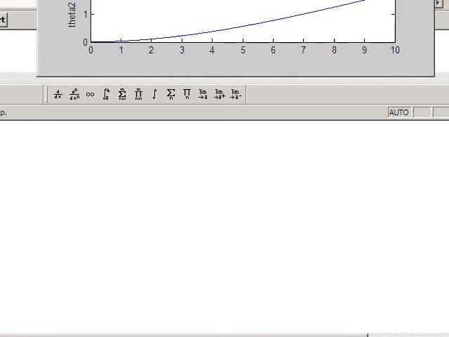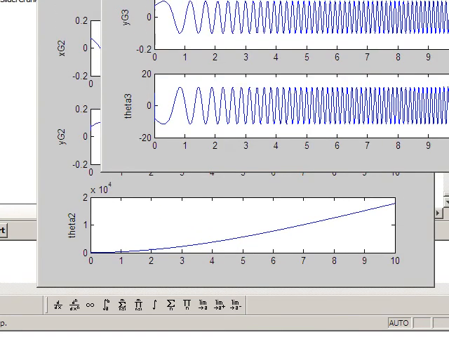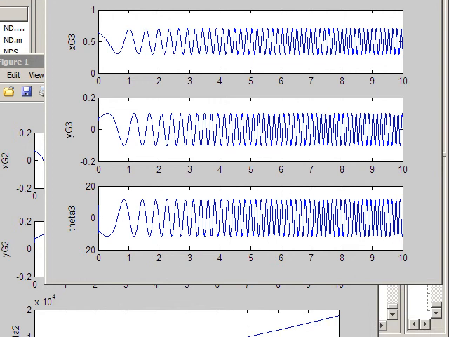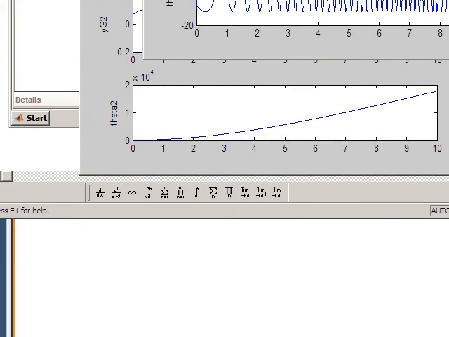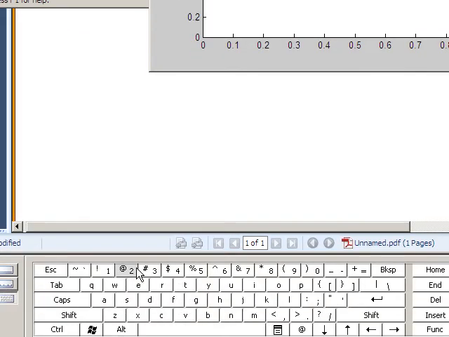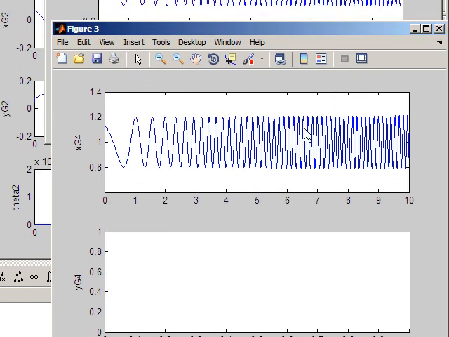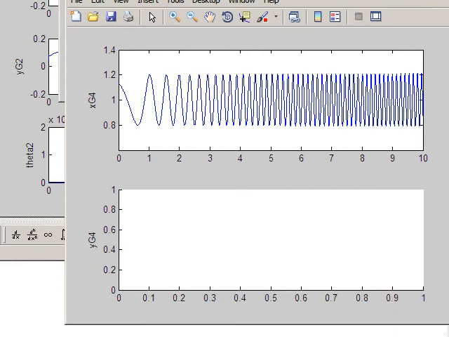Here are xg3 and yg3 along with theta 3. Theta 3 goes from plus to minus, looks like about 17 degrees. That seems like it might be okay. A quick kinematic analysis would tell you if that was right or not. The range of travel of the block is 0.4 meters. That's twice the crank length. Okay, that pleases me.